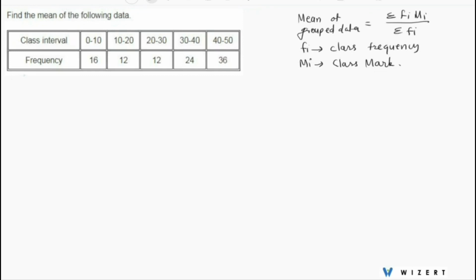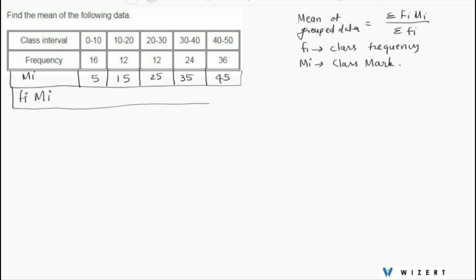So let me first write class mark of each class here. So 0 plus 10 is 5, next is 15, next is 25, next is 35 and next is 45. Now let's write fi multiplied by mi here. So we get 16 multiplied by 5 is 80, 12 multiplied by 15.